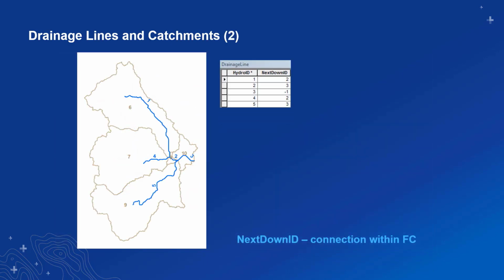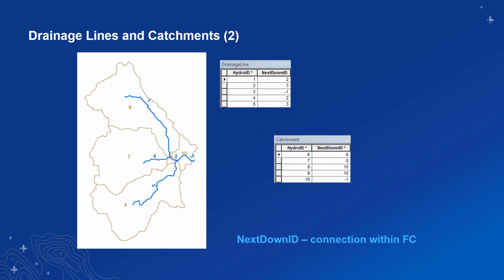To establish upstream-downstream relationship between the features in the same feature class, we'll use NextDownID attribute. This attribute contains the HydroID of the next downstream feature. So for drainage line 1, NextDownID is equal to 2, which is the HydroID of the next downstream element. And similarly for the catchments. It is important to note that NextDownID field applies to any type of features, not just lines.